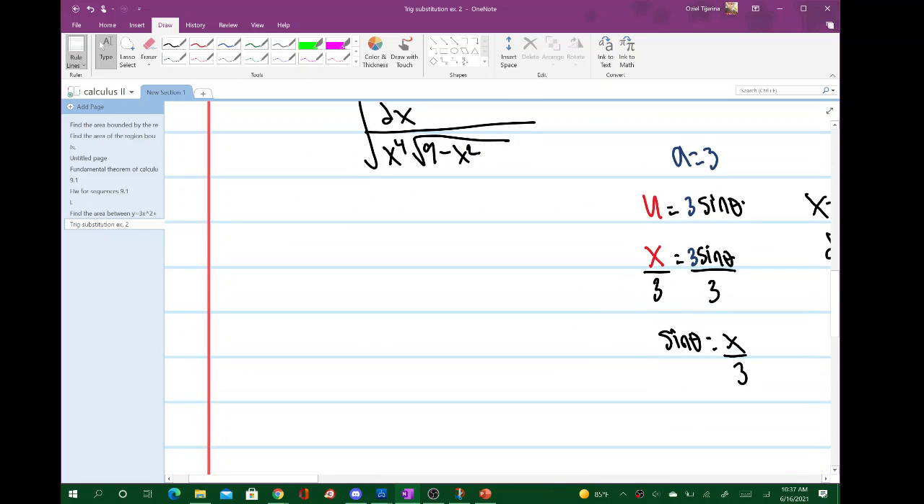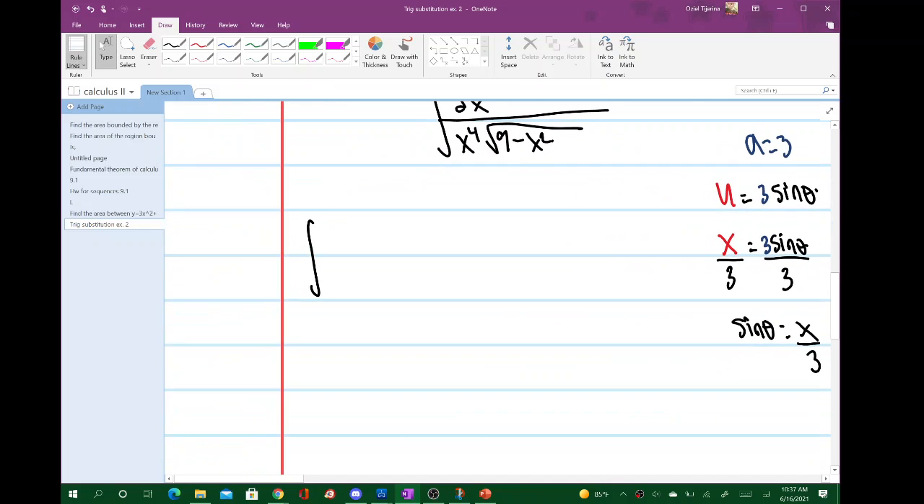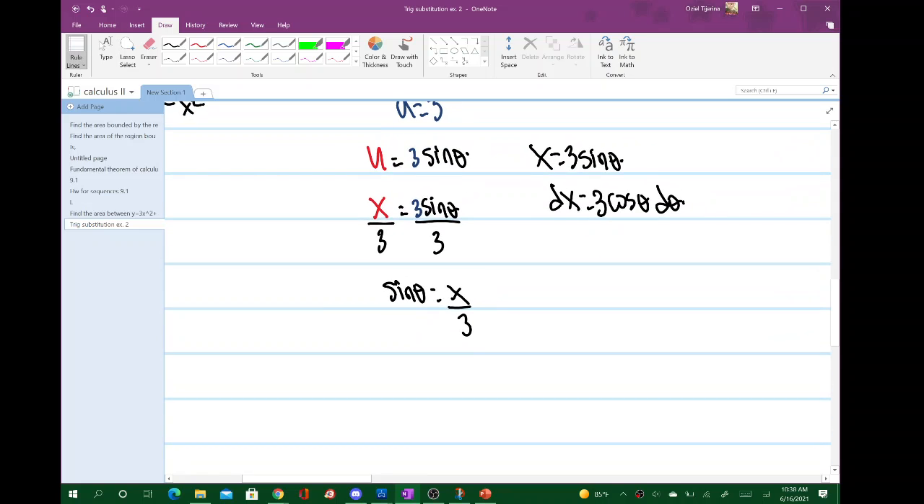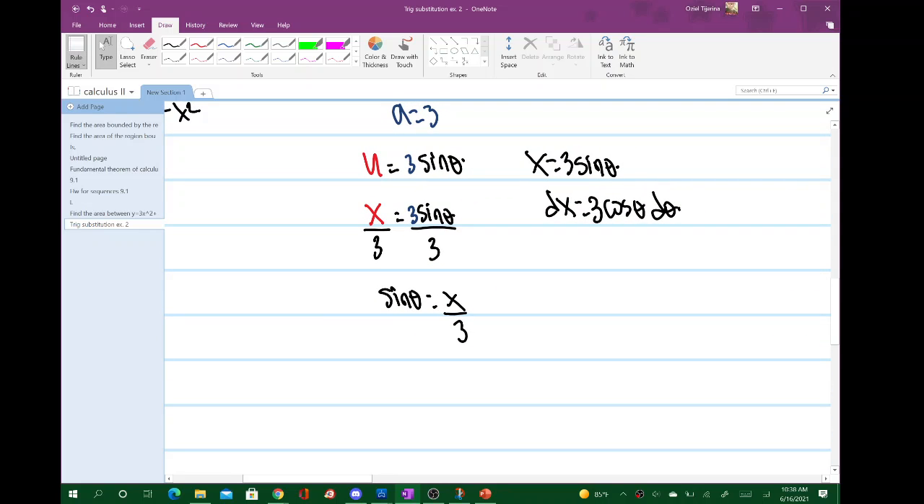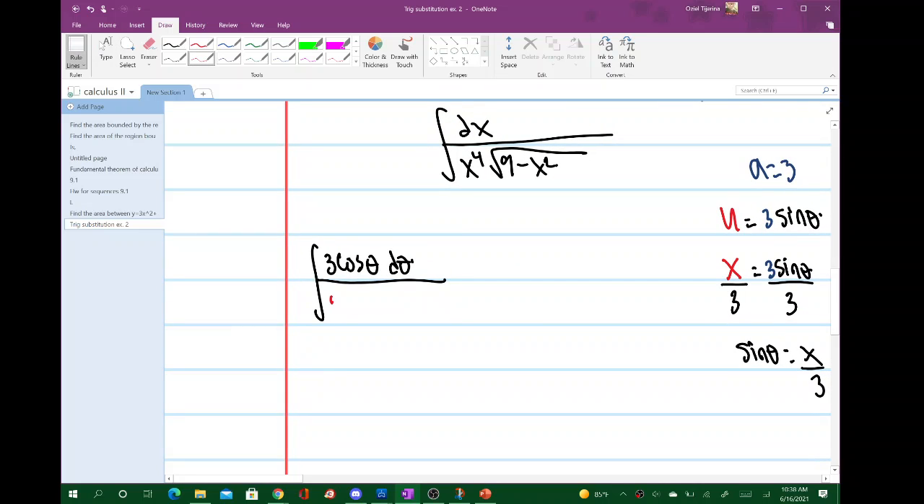So then we're going to have the following integral. We have dx is 3 cosine theta d theta over, and we know that x equals 3 sine theta. So if we rewrite it, x to the 4th square root of 9 minus x squared.